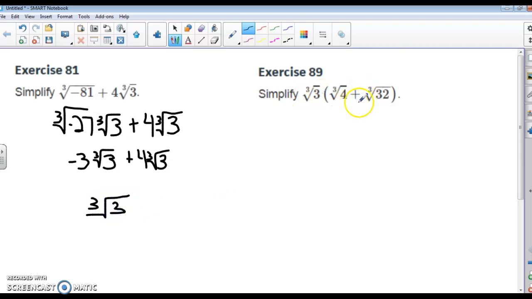For here, I would probably simplify inside first before multiplying. You can multiply first if you'd like to. But what I would do is I would simplify this cube root of 32. 8 is a perfect cube that goes into that, so I'd say the cube root of 8 times the cube root of 4, which turns into 2 cube root of 4. I'm getting that cube root of 4 from right here, just pull it down, plus 2 cube root of 4.